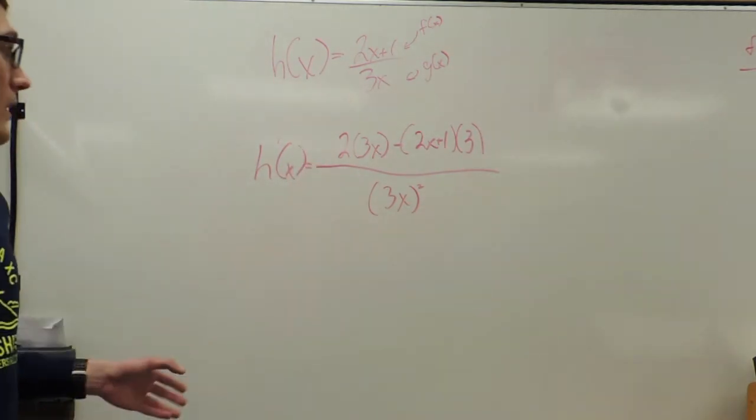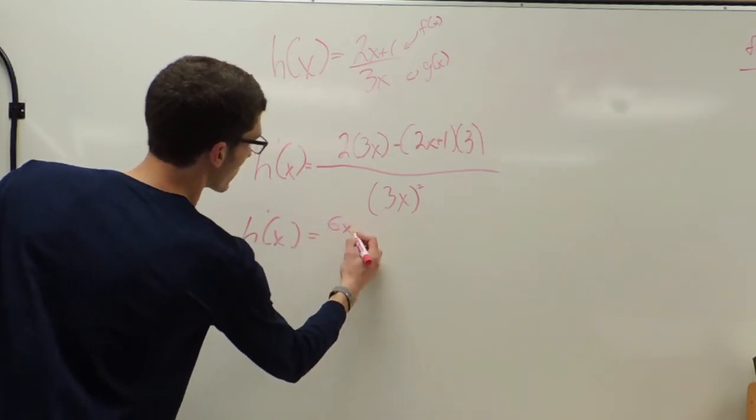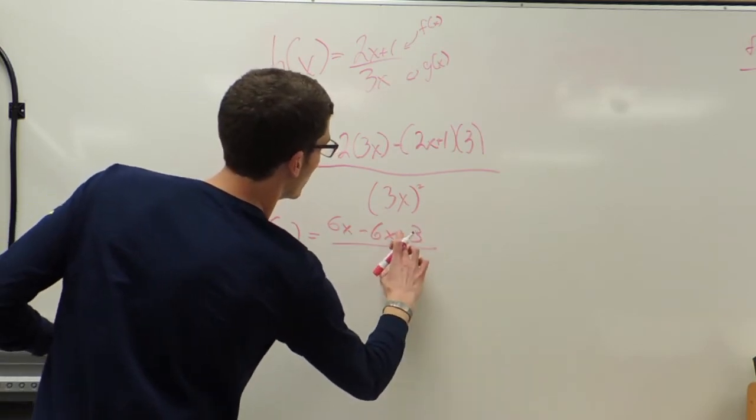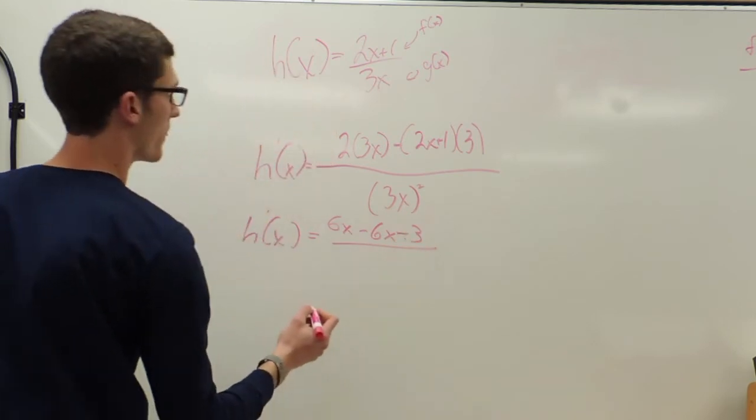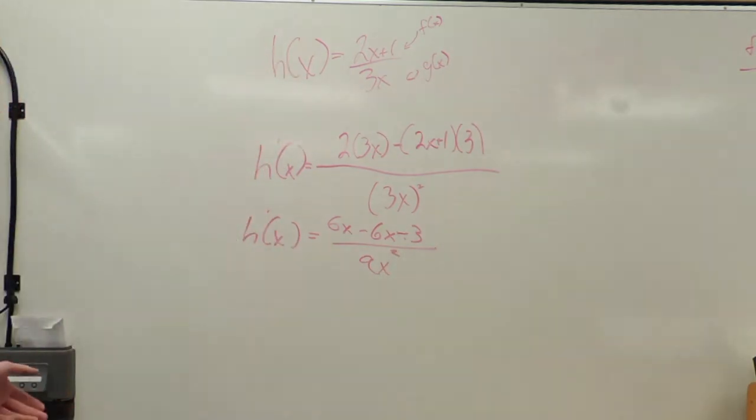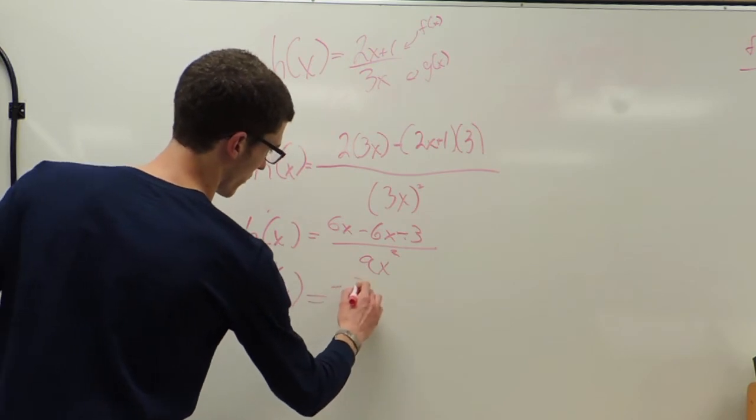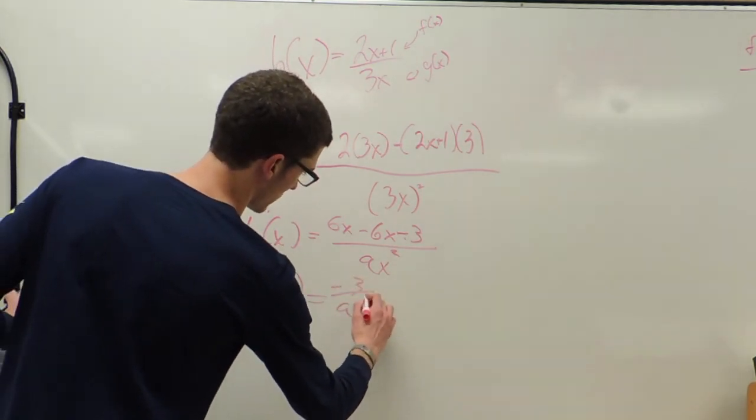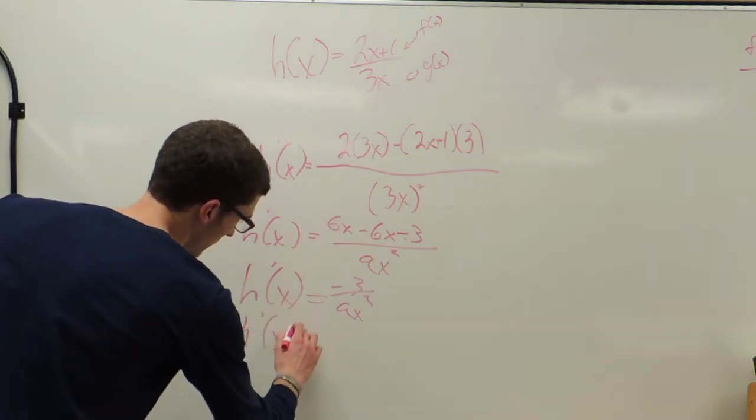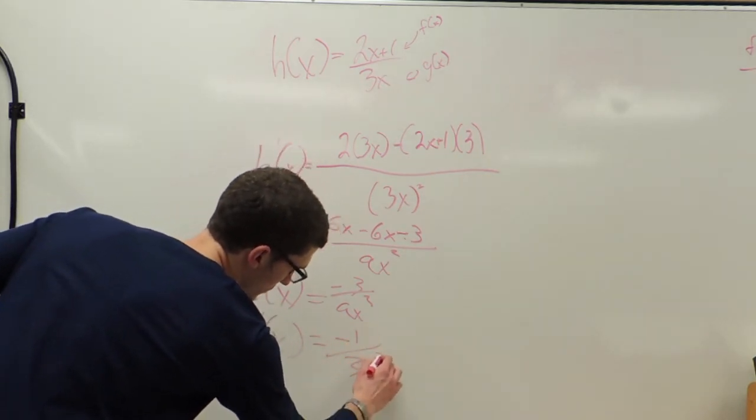Now from here, we can simplify the equation. You have h prime of x equals 6x minus 6x plus 3, minus 3, distribute the negative, all over 9x squared. And from there, you cancel more stuff out. So h prime of x equals negative 3 over 9x squared, which simplifies even further to h prime of x equals negative 1 over 3x squared.